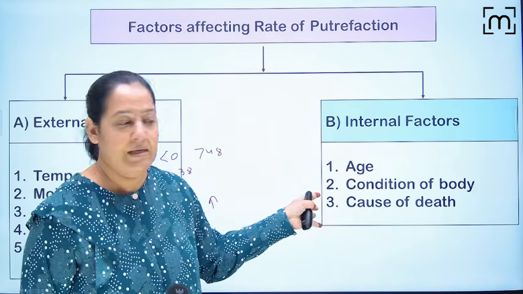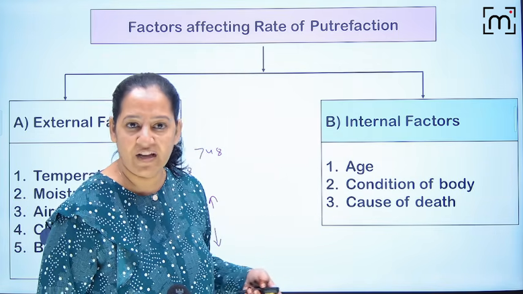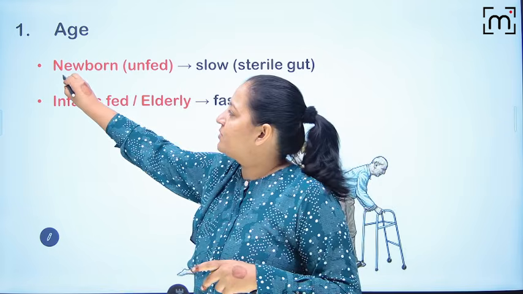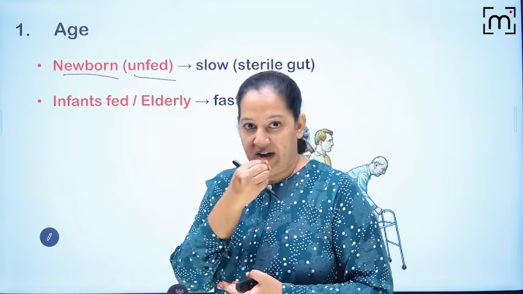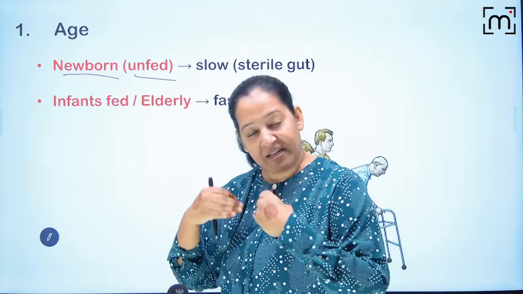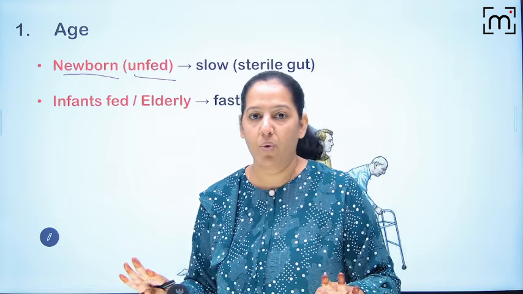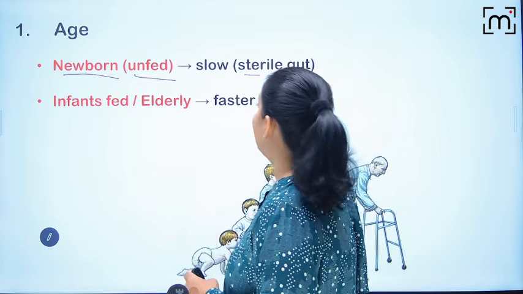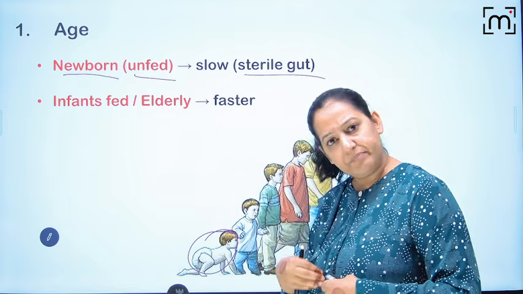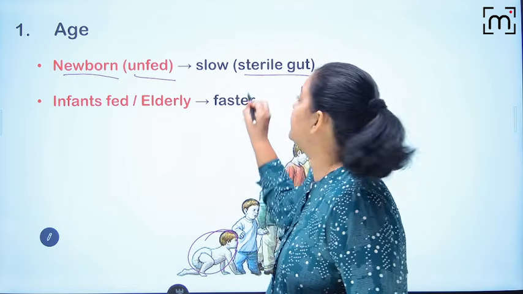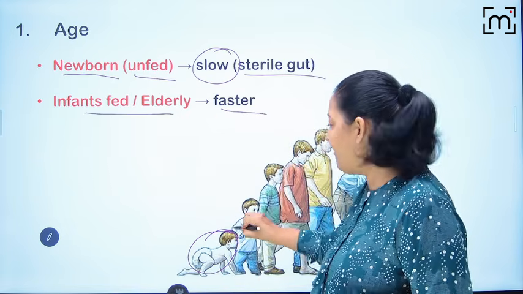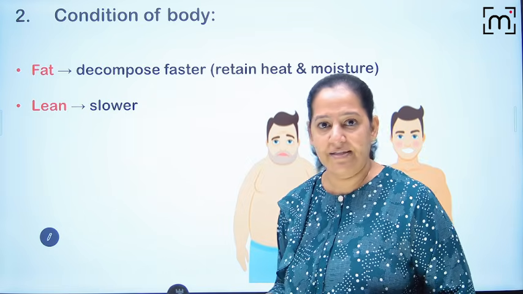Internal factors. Do age, condition of the body and cause of death affect putrefaction? Yes. Regarding age, as soon as the newborn is born, if it is unfed, no mother's milk, and the newborn is dead after birth, the intestine is sterile. There is no commensal bacteria in the intestine. So there is no bacteria, and putrefaction is very slow. In all the remaining cases, putrefaction is fast because they have bacteria in the gut. So that is the importance of age.